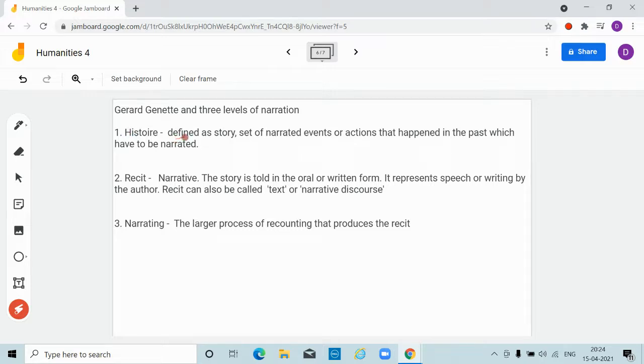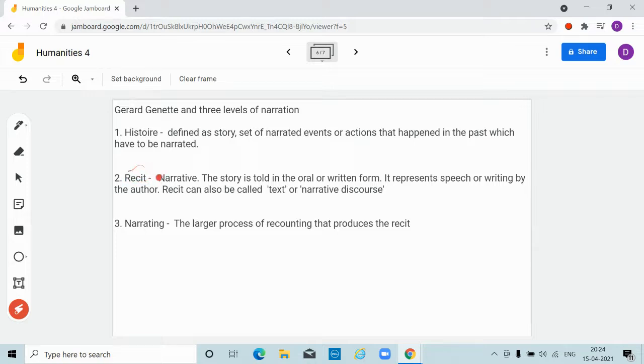The first level of narration is histoire, which is the French term for story. Let's look at the definition. It's defined as a set of narrated events or actions that had happened in the past, which have to be narrated. Okay, histoire refers to the story. That is the first level, the story. So, what is a story? It's a set of events that had happened in the past that needs to be told, that needs to be narrated.